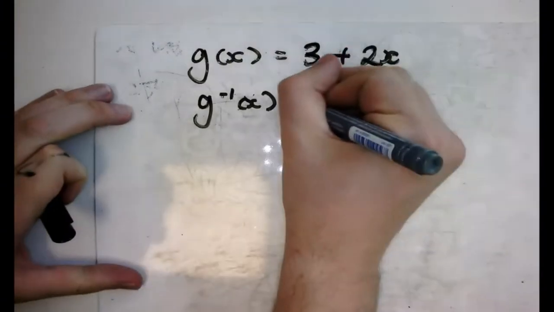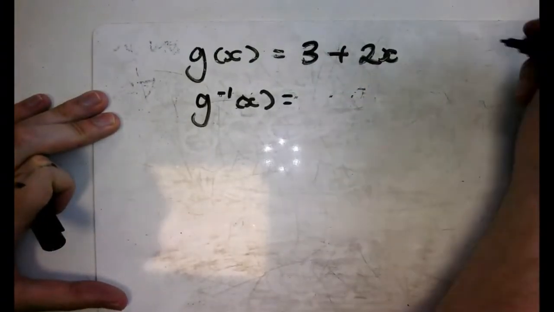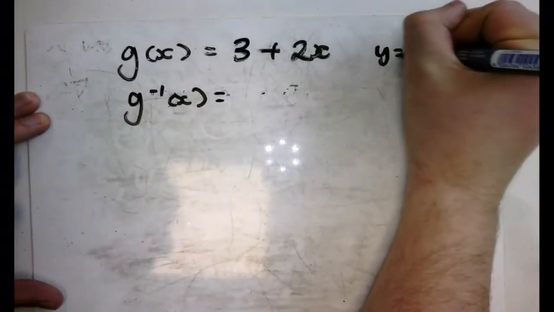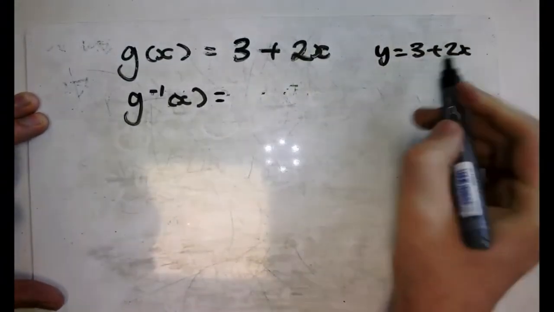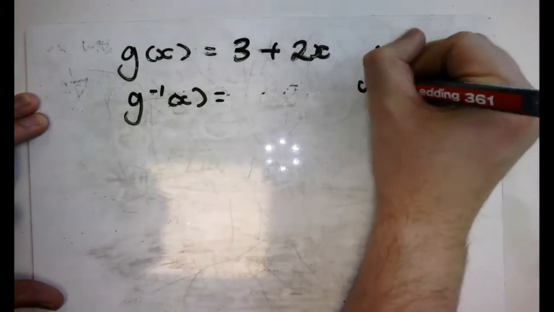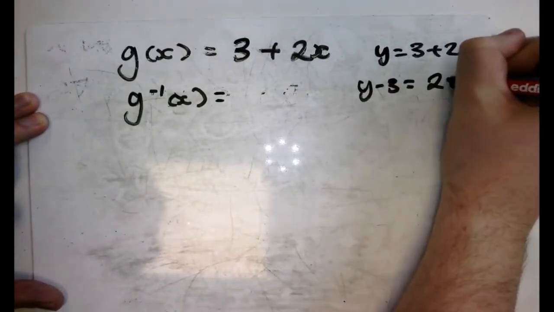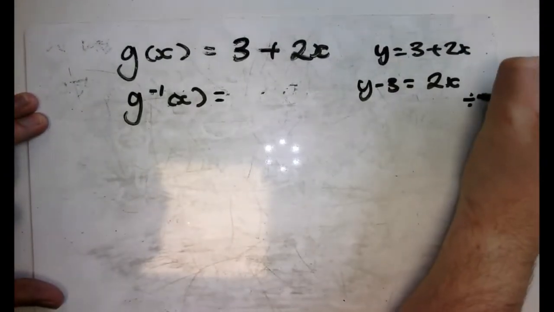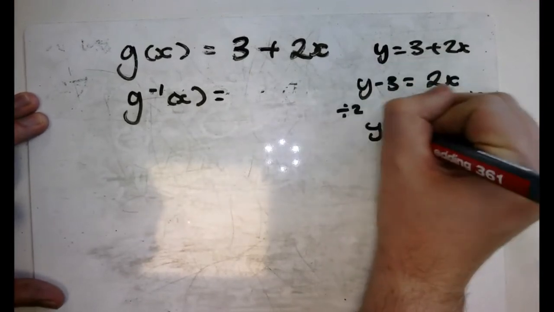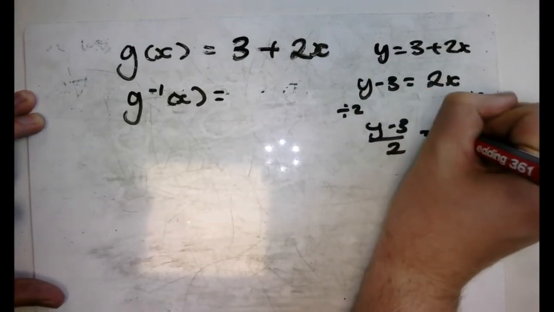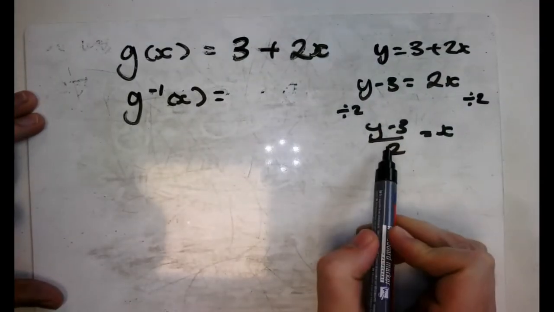Now, if you did this correctly, you should have ended up with the following. y is equal to 3 add 2x. We then take away 3 from both sides, so y minus 3 is equal to 2x. And then we divide by 2 on both sides. So therefore, y minus 3 over 2 is equal to x. We then make sure we do the following.